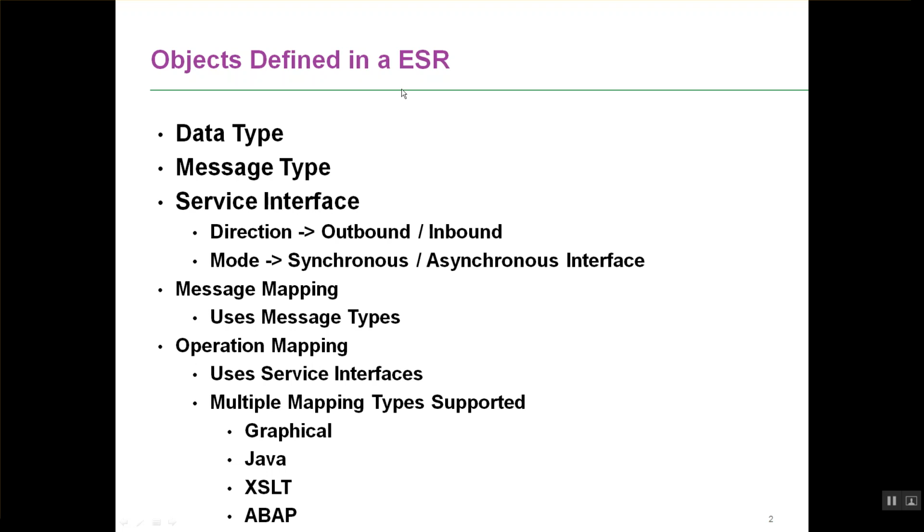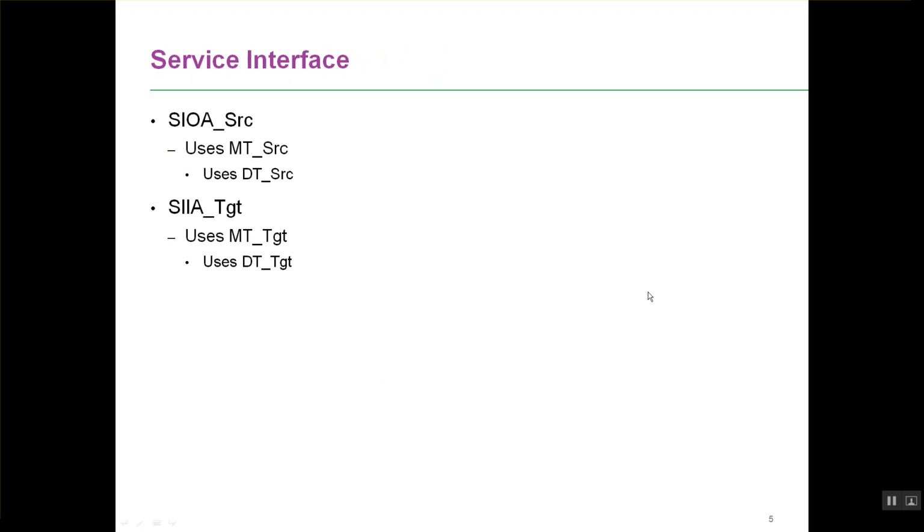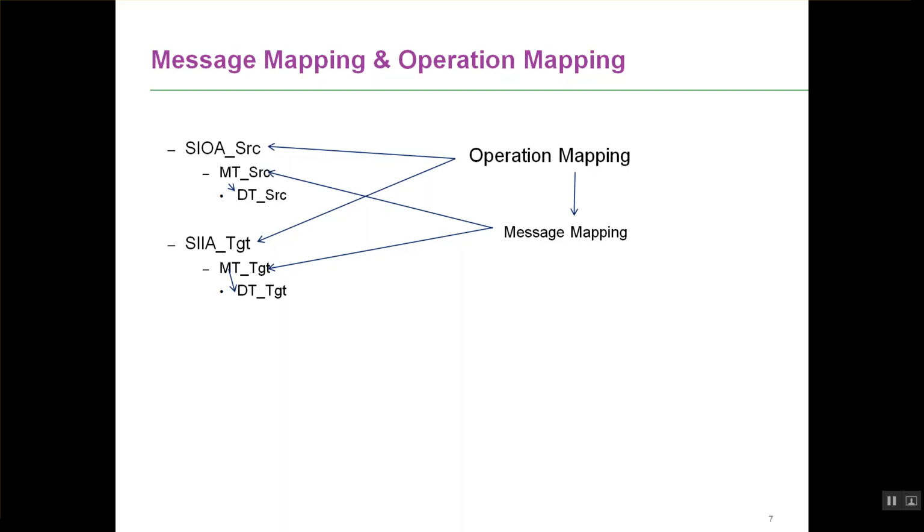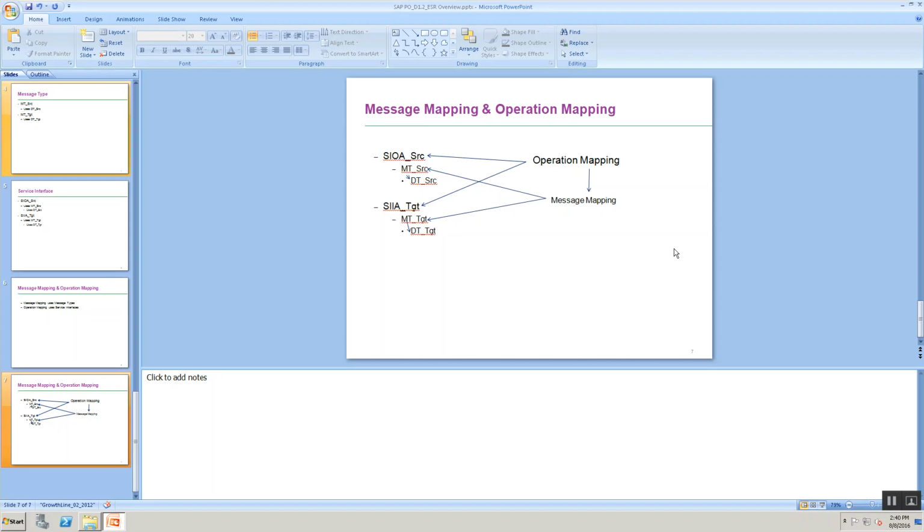You'll define two data types, two message types, two service interfaces, one message mapping, and one operation mapping, and with that, your enterprise service repository development will be completed for the file-to-file interfaces. Okay, so let's start our development.